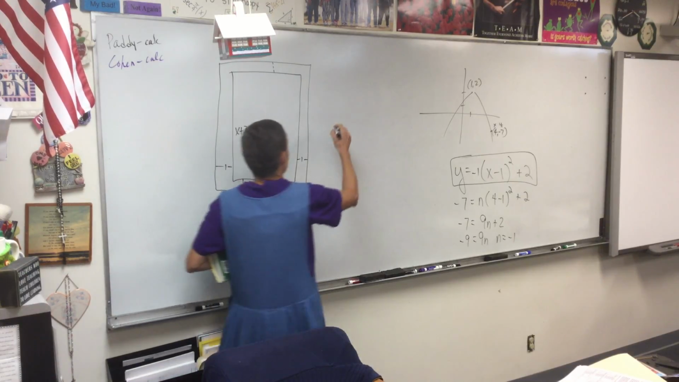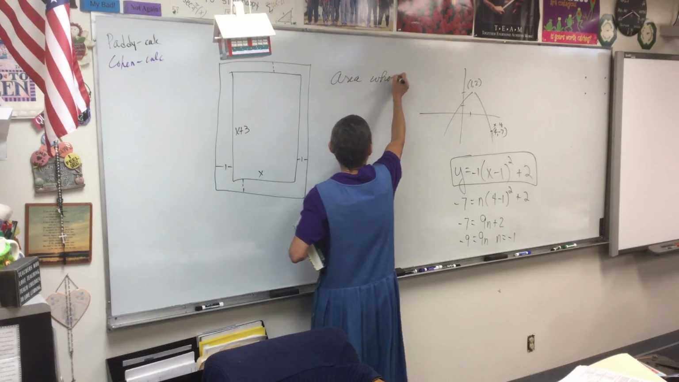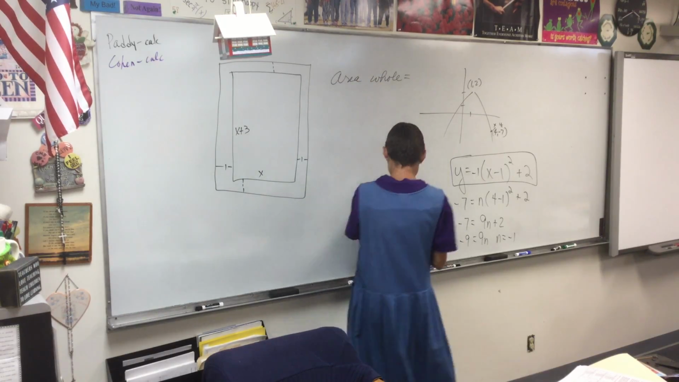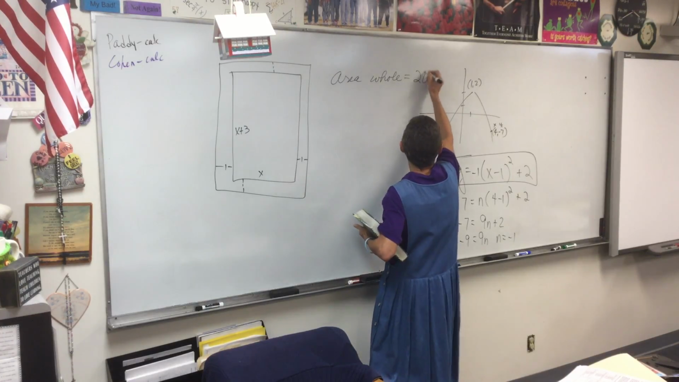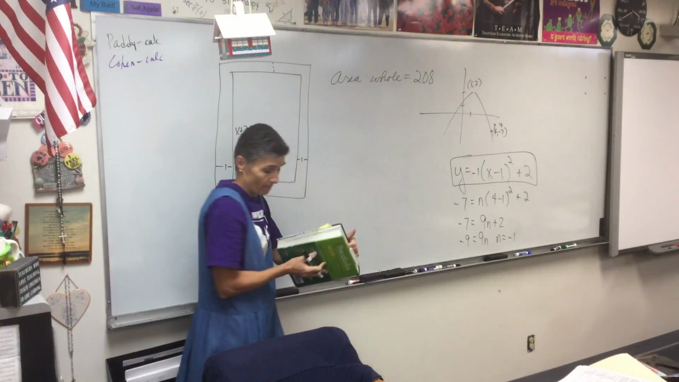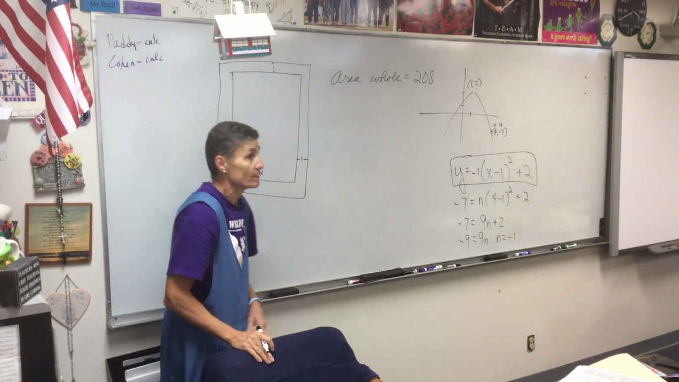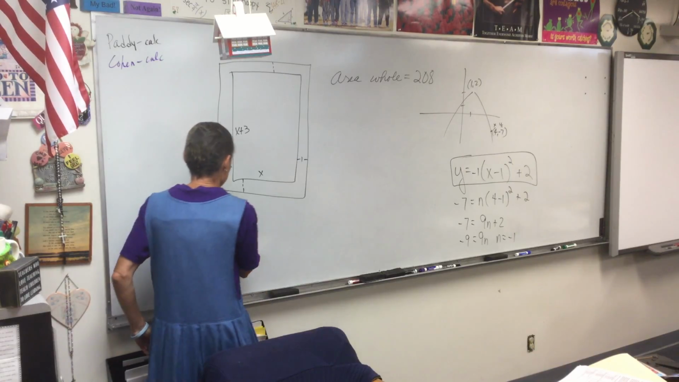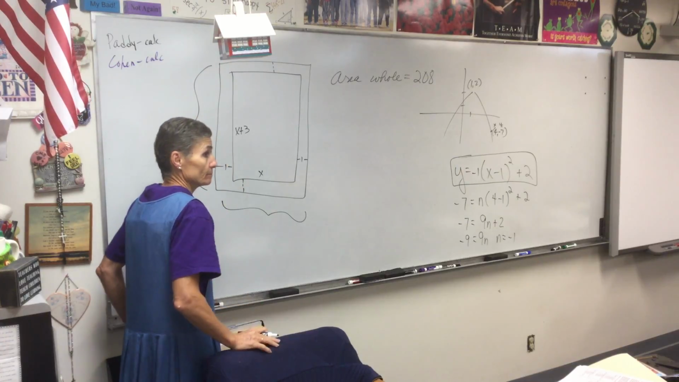And we know that the area of the whole thing, that's frame and picture, is 208. Well, it's a rectangle, right? How do we find the area of a rectangle? Length times width.